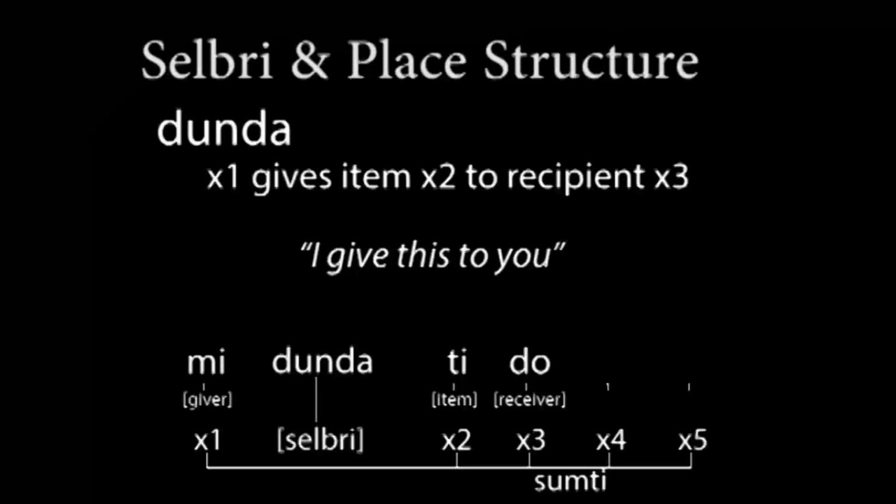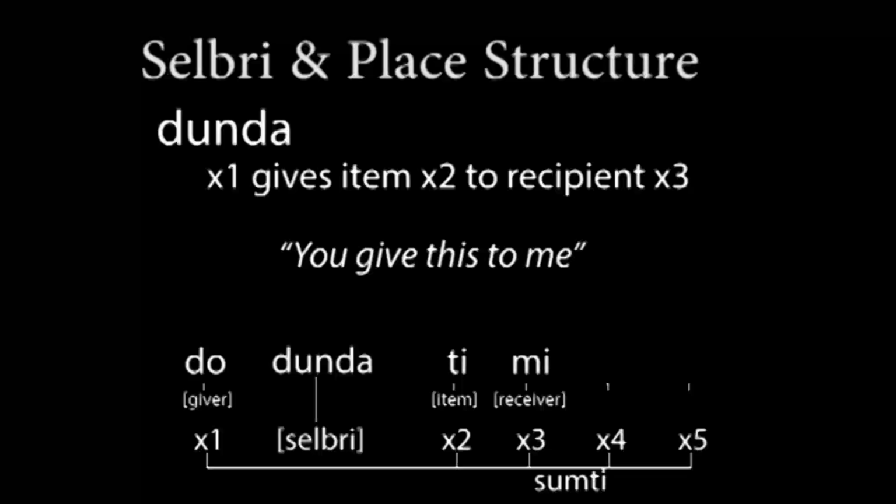By changing the position of the sumti, we can change the predication created in the bridi in order to communicate a different message. If we switch the positions of mi and do, the speaker and the listener change roles in this story, and so the message also changes. Do dunda ti mi could be written as you give this to me. In both sentences, dunda casts the roles, but we have switched the actors.